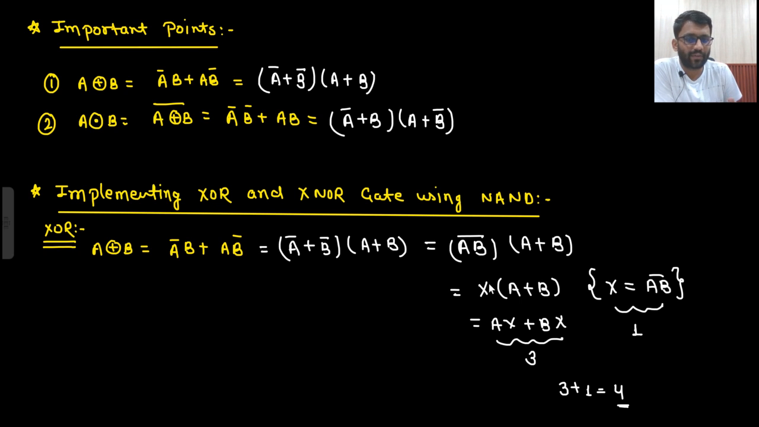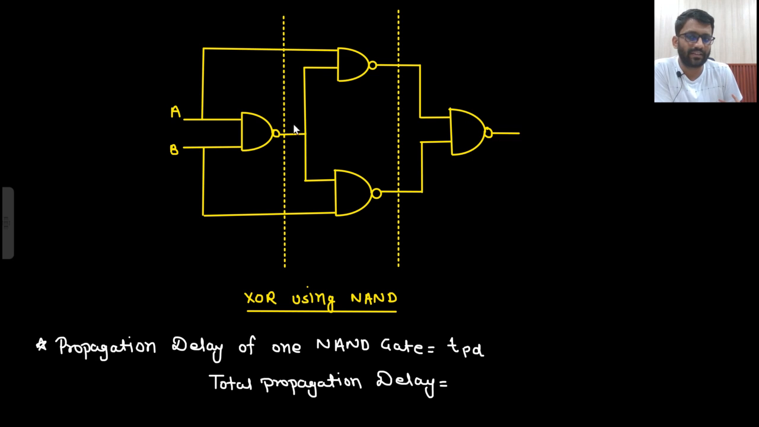So how will we implement it? First we will implement A B bar, and then we will implement the rest. This we have already seen. So this is A, this is B. A B bar will come here, A will come here, and A B bar will go there and B will come here.